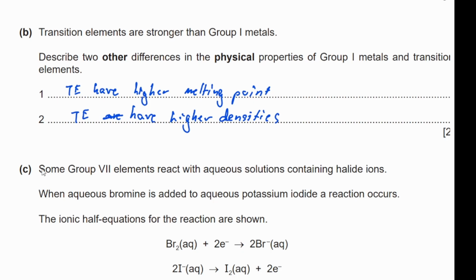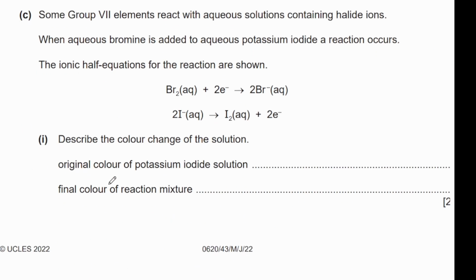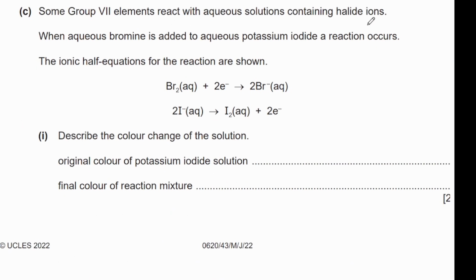Okay, some group 7 elements react with aqueous solutions containing halide ions. When aqueous bromine is added to aqueous potassium iodide, a reaction occurs. Describe the color change of the solution. Okay, so you can see here the bromine displaces the iodine. So when that happens, the original color of potassium iodide solution is colorless. Okay, so it's a colorless solution.